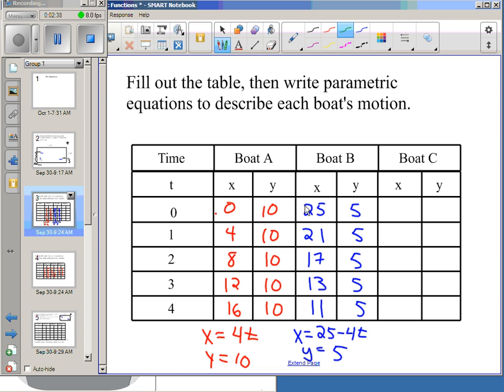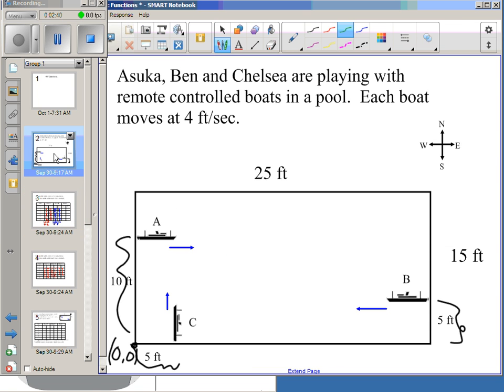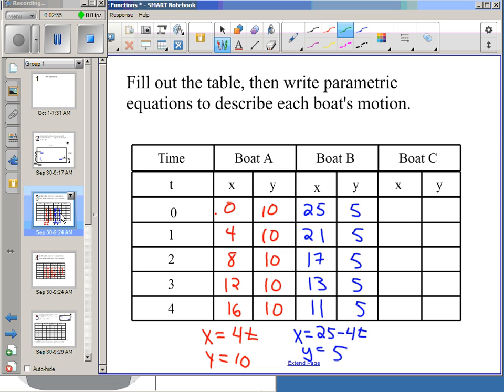Now our last boat, Chelsea's boat, is not moving horizontally, it's moving vertically. It starts at an x-coordinate of 5, and that x-coordinate will remain the same. It's the y-coordinate that will be going up by 4 for every second. So the x-coordinate starts at 5 and stays at 5. Its y-coordinate starts at 0 and goes up by 4. And so we get the equations x equals 5, y equals 4t.